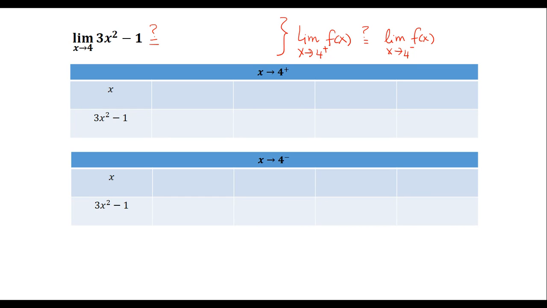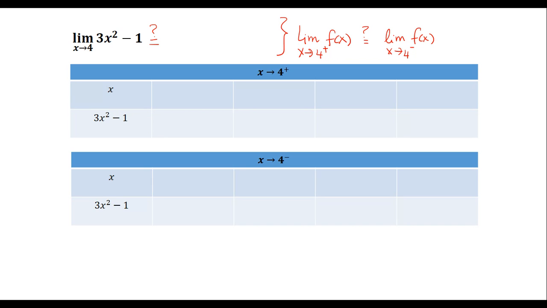Now I construct two different tables altogether. In the first table, x goes to 4 from my right-hand side, and in the second table, x goes to 4 from my left-hand side. So how do we select points where x goes to 4 from the right-hand side? Let's start first.